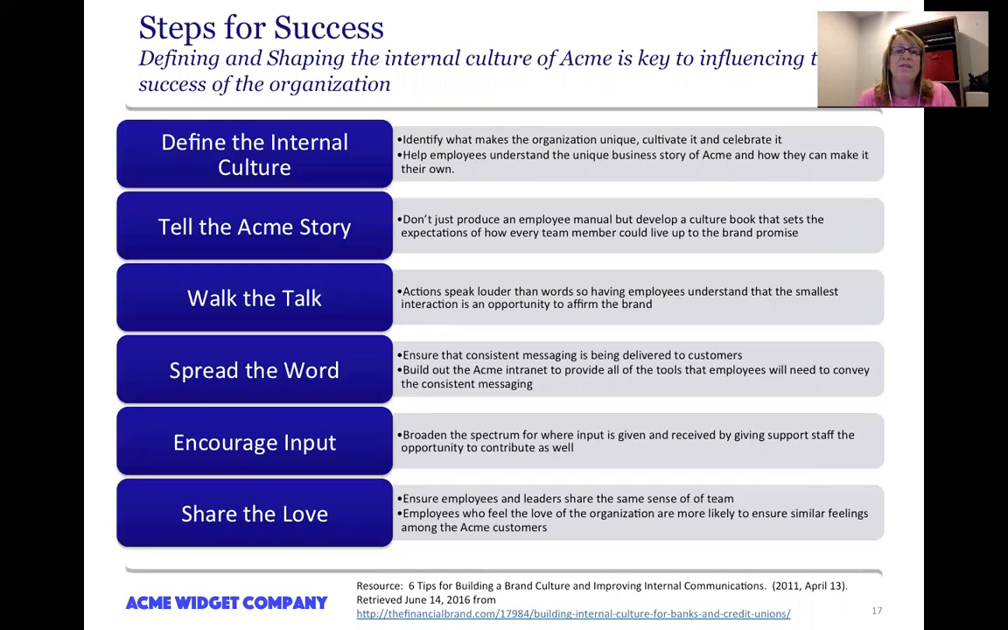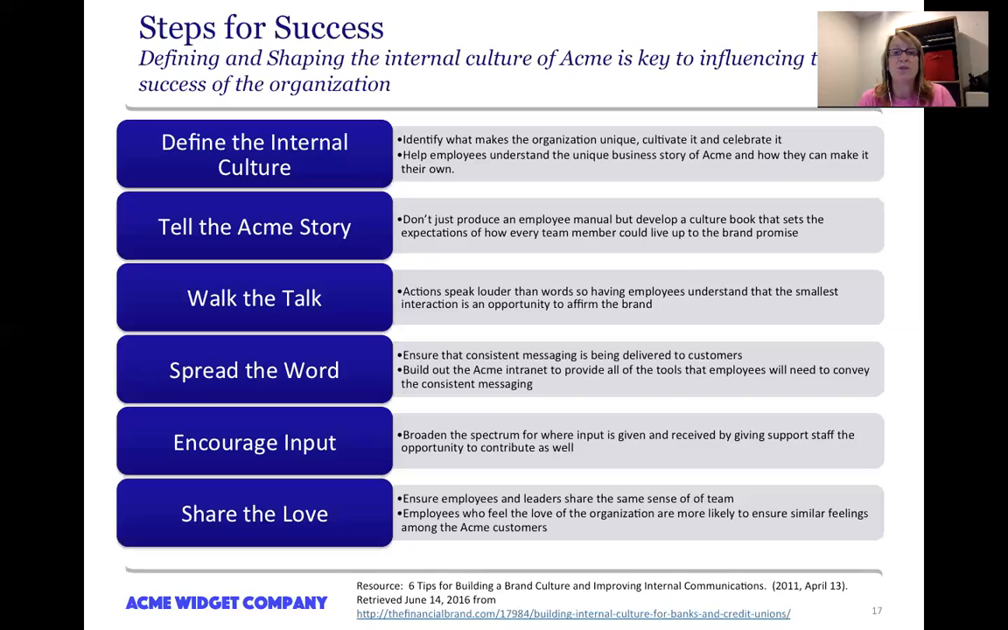So the steps for success at Acme and how we can influence the success of the organization are really going to be to define the internal culture, identify what makes our organization unique, cultivate it, and also celebrate it. We need to help employees understand the unique business story and how they can make it their own. As we talk about the story, we want to tell the Acme story.